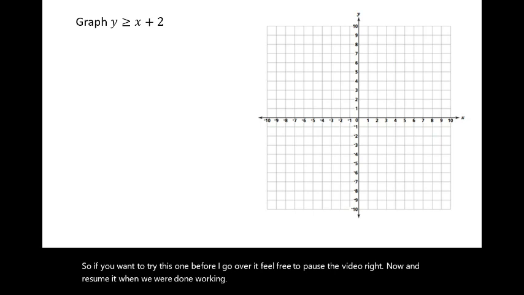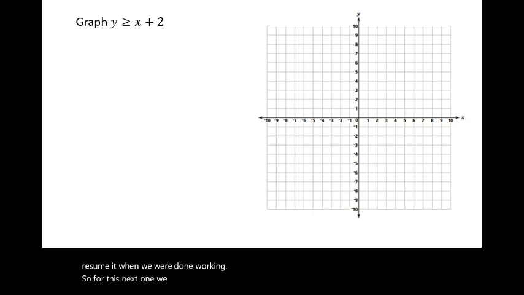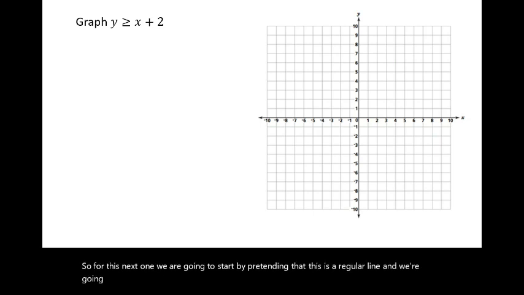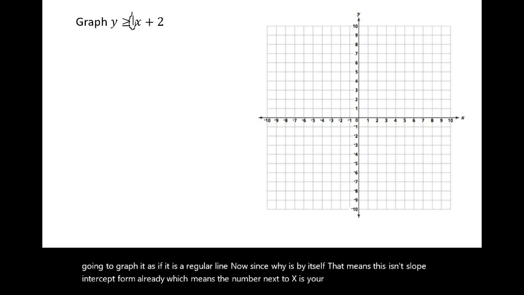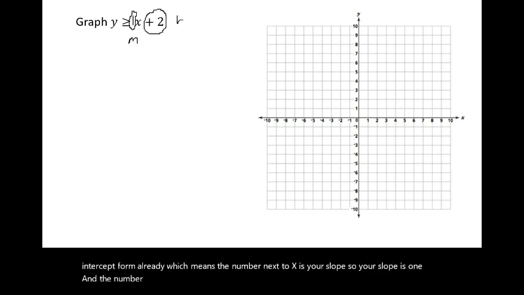So for this next one, we are going to start by pretending that this is a regular line, and we are going to graph it as if it is a regular line. Now, since y is by itself, that means this is in slope-intercept form already, which means the number next to x is your slope.